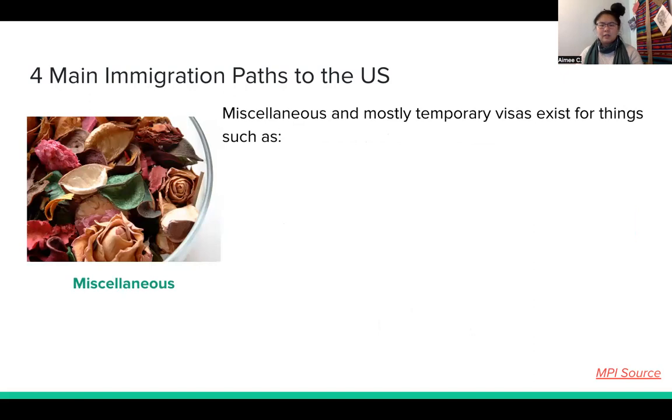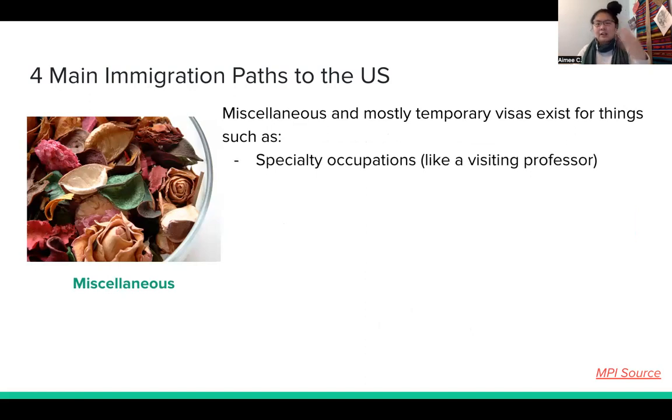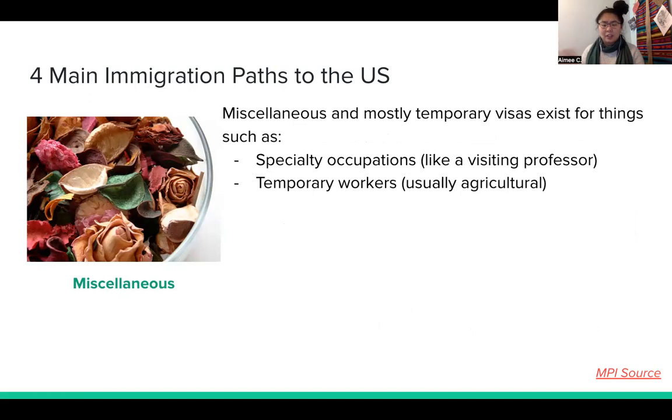A lot of these are temporary visas, right? Not permanent residency green cards. So there are specialty occupations like a visiting professor or a researcher. There are temporary workers. So this is where a lot of our migrants are able to get working permits, I believe.